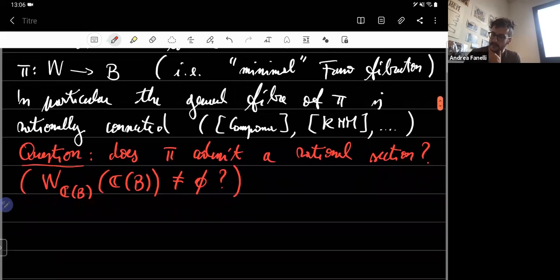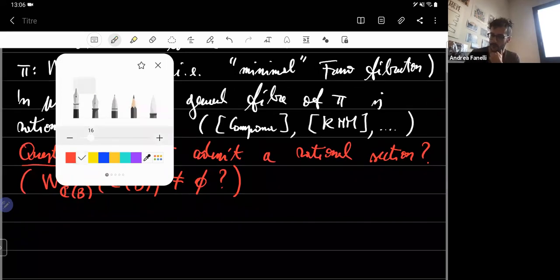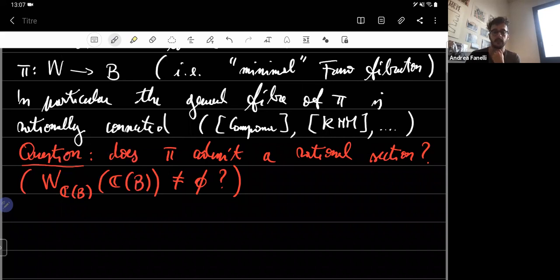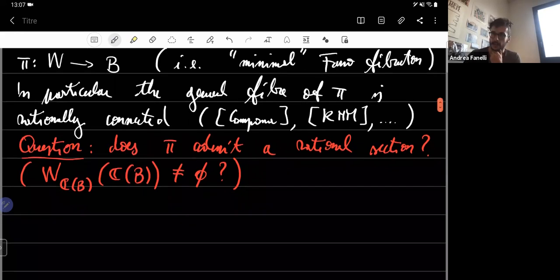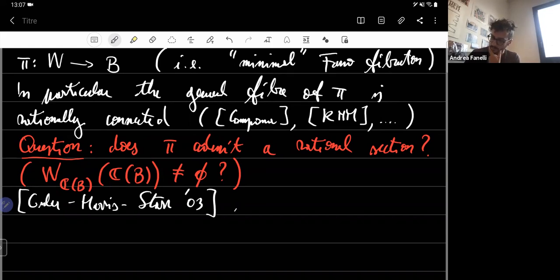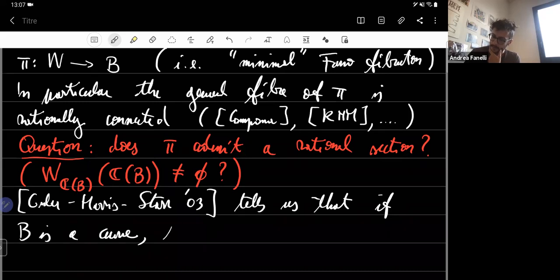There is an easy, well, nowadays easy answer to this if the base is a curve. A classical result by Graber, Harris, and Starr, which is 2003, tells us that if B is a curve, then π has a section. So a positive answer in the case where the base of this fibration is a curve.